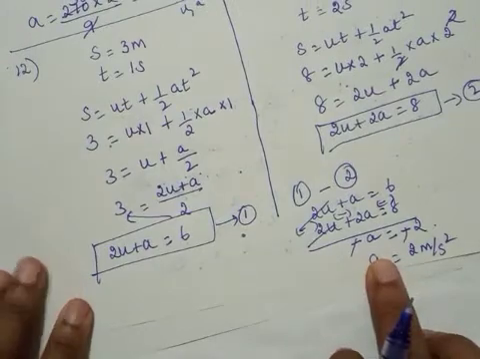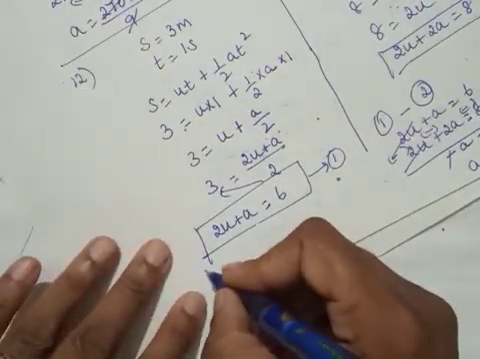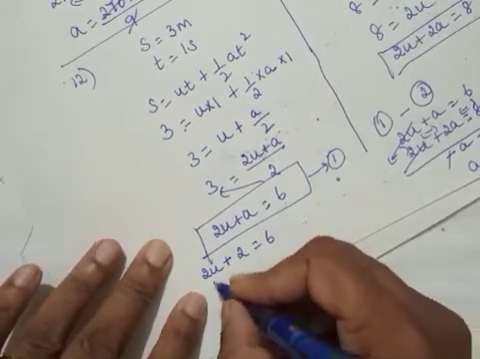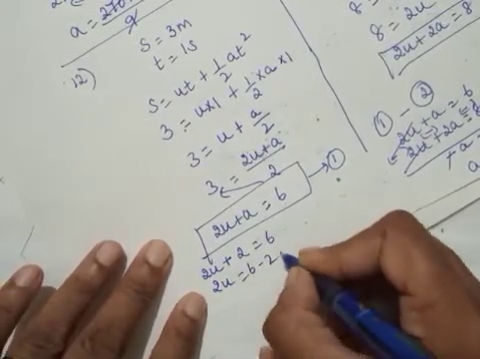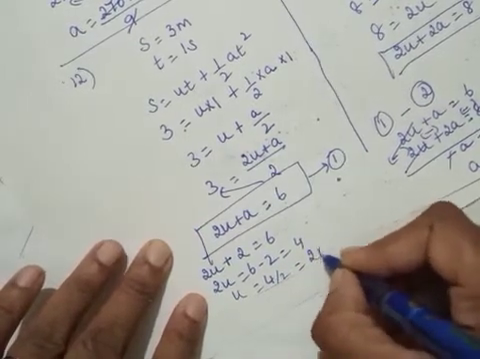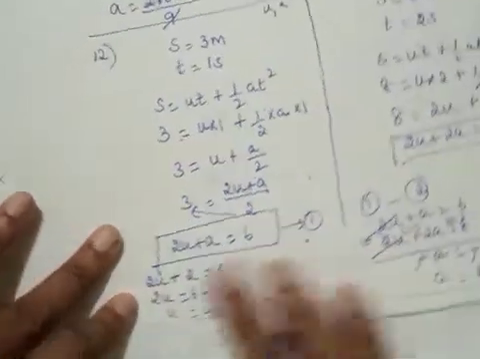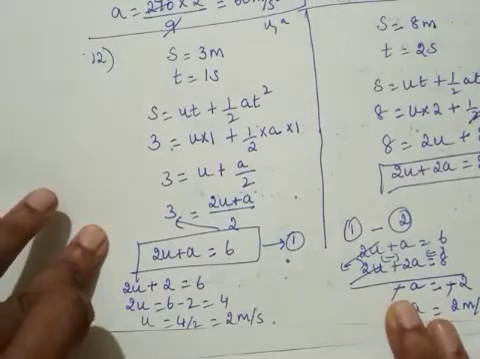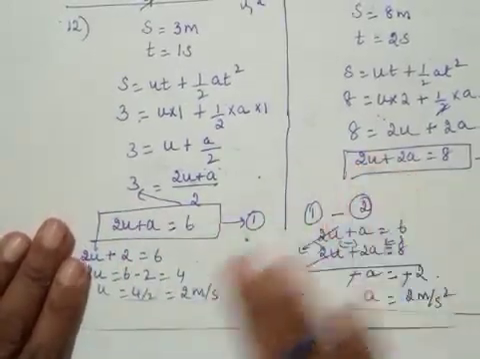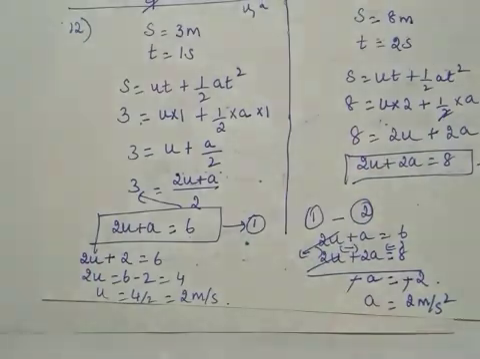Now put the value of A in any one of the equations. So 2u plus 2 is equal to 6. 2u is equal to 6 minus 2, that is 4, or u is equal to 4 by 2, that is 2 meter per second. So this is how this sum has to be solved. You don't have many questions like this where you have to get simultaneous equations and solve them for getting the answer.